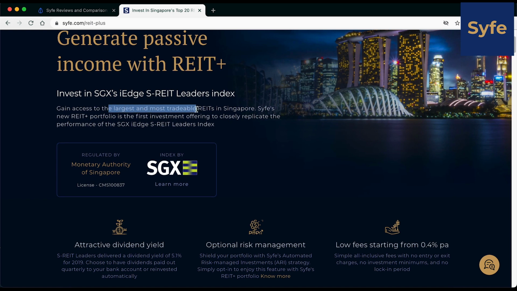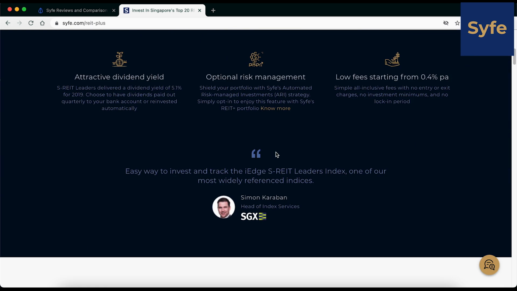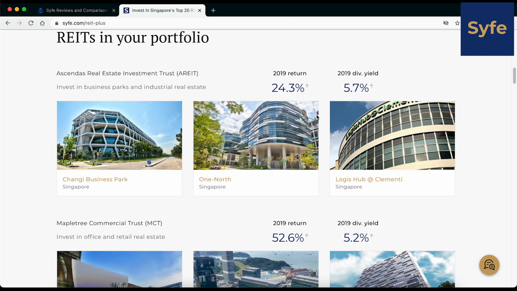So you'll gain access to the largest and most tradable REITs in Singapore. It is the first investment offering to closely replicate the performance of the SGX iEdge S-REITs Leaders Index. So attractive dividend yield, optional risk management, low fees starting from 0.4% per annum. Okay, so let's take a look at some of their largest portfolios in the REIT Plus.